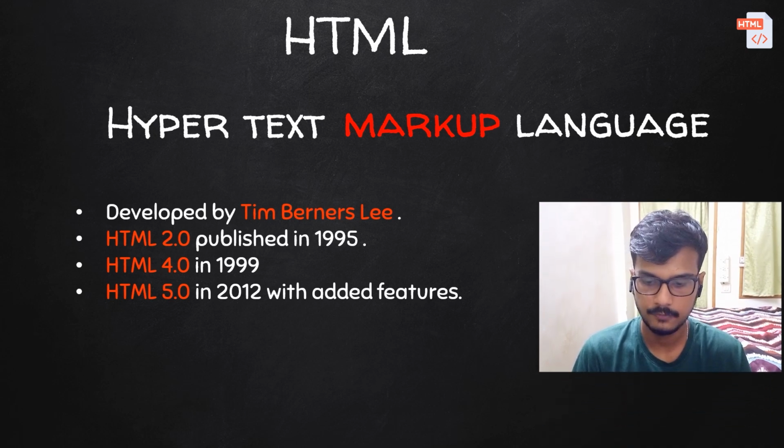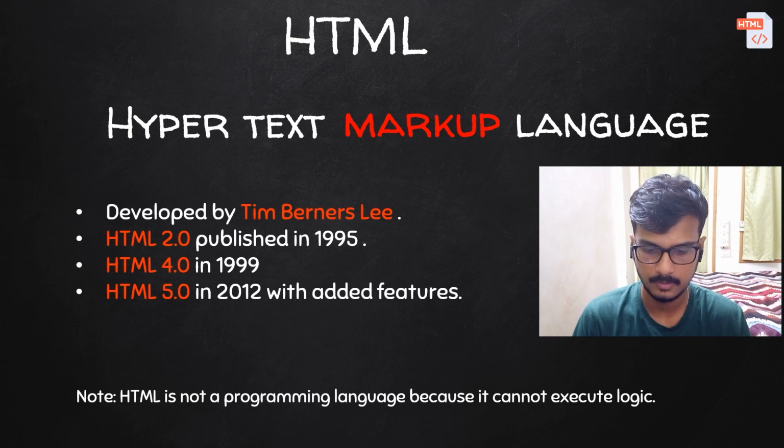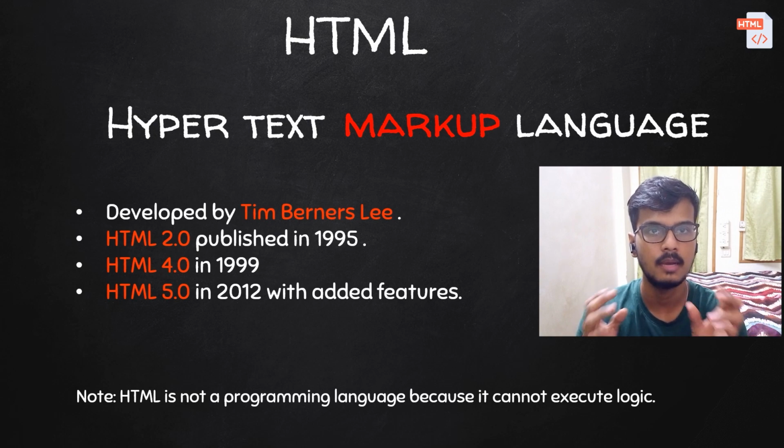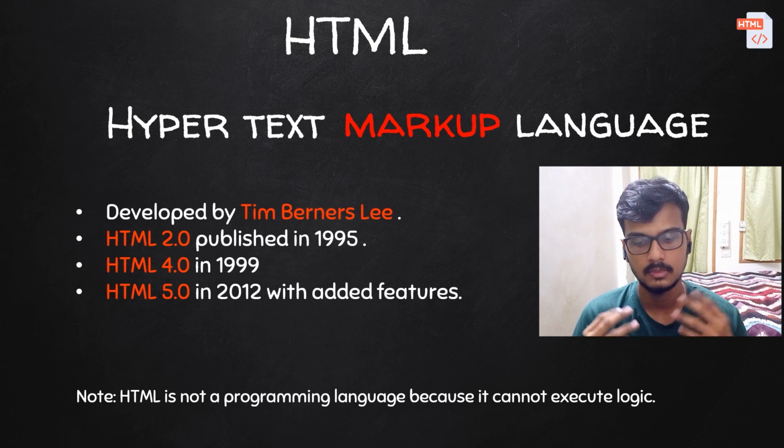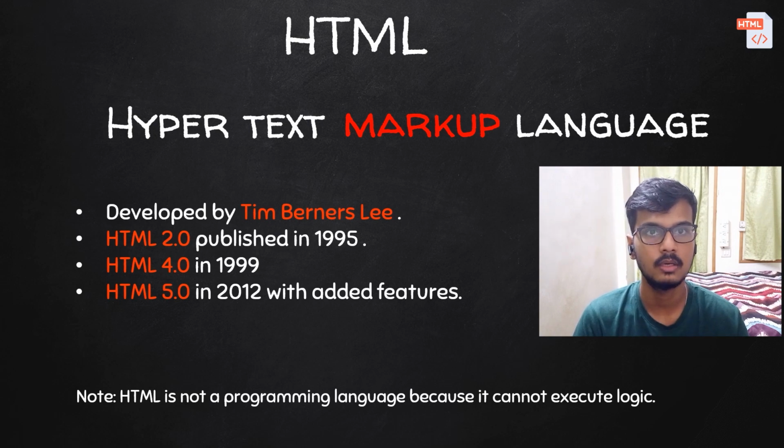Also, you have to note that HTML is not a programming language because it cannot execute logic. If you use Python, you can do arithmetic logic like 2 plus 2, 3 plus 3 in the command shell itself, right? But that's not the case with HTML. You cannot execute logic like 2 plus 2 or 3 plus 3 or any arithmetic logic in an HTML file. That's the reason why HTML is not called a programming language.